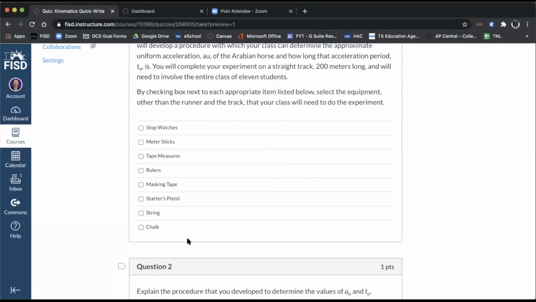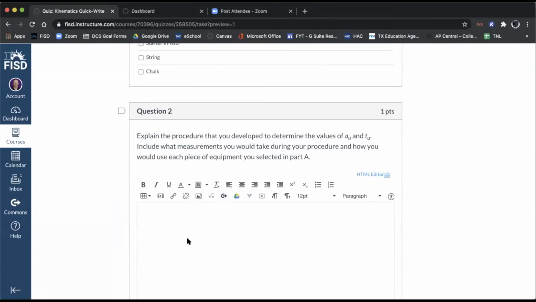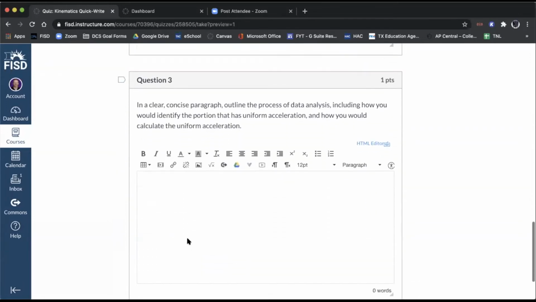That is how you would collect the data. And this is the exact same thing, except it wasn't horses, it was Mr. Hennessy walking in our walking lab on day 1, right? In the second half of this, that's the explain the procedure. Then you have, in a clear, concise paragraph, outline the process of data analysis.